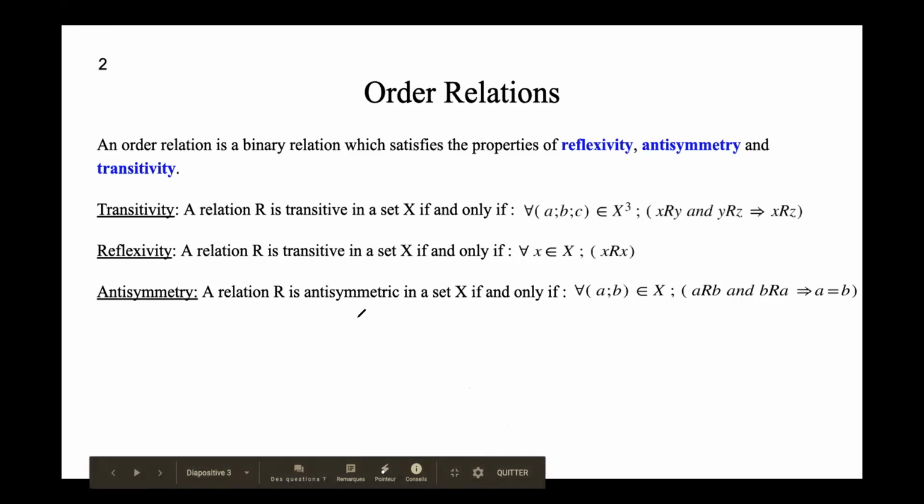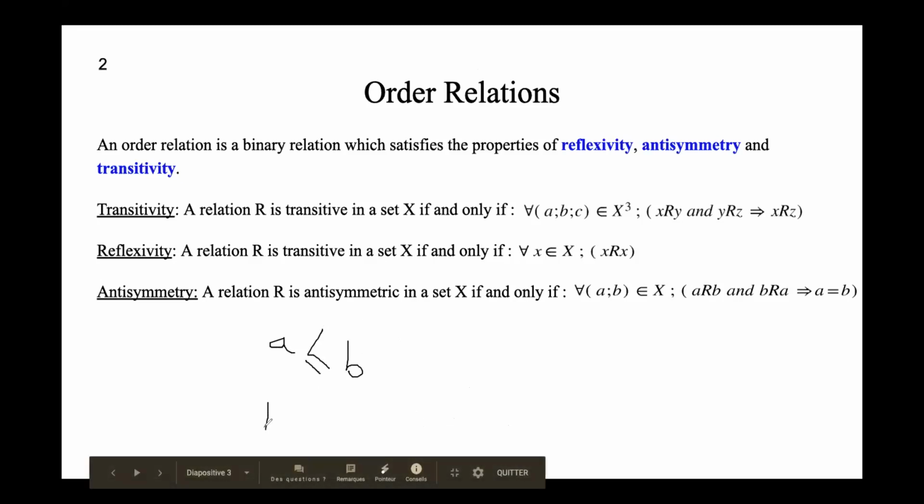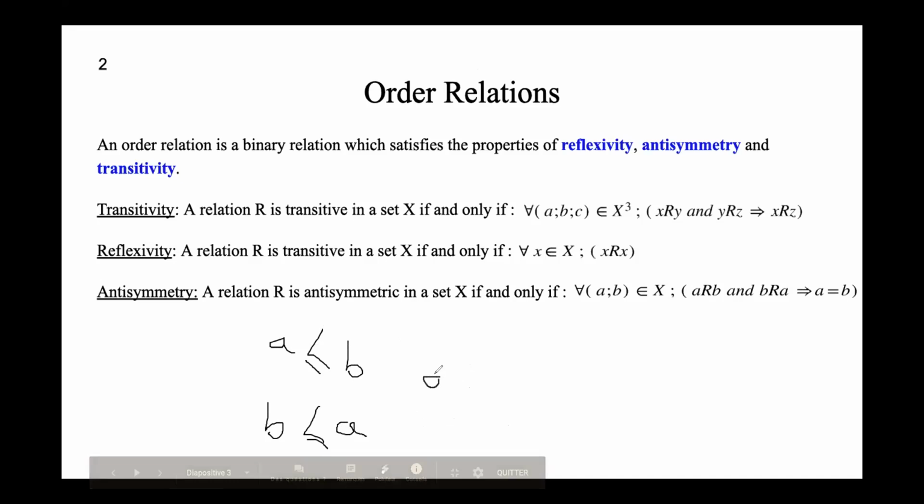And anti-symmetry: a relation is anti-symmetric if and only if for every two elements A and B of a given set X, if A is in relation with B and B is in relation with A, then A would be equal to B. For example, if A is smaller than or equal to B and B is smaller than or equal to A, then obviously that means that A is equal to B. Right. Any questions?